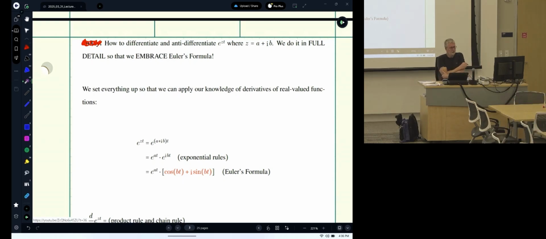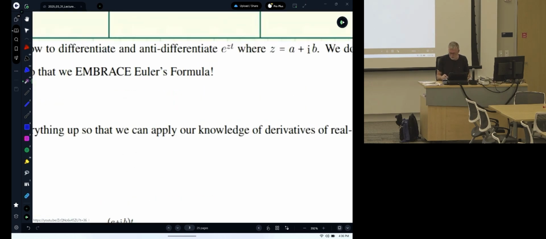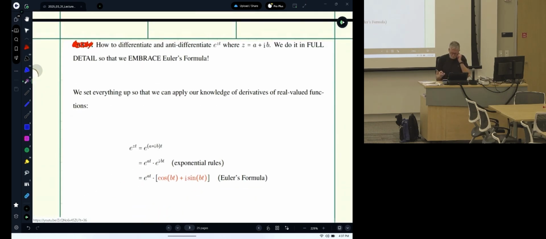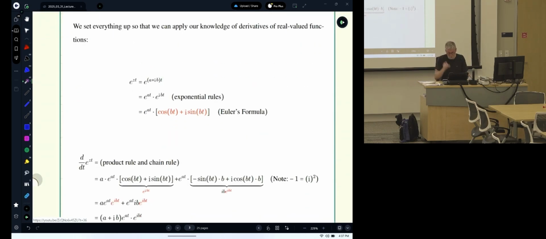Let's make sure we can differentiate and anti-differentiate, in other words, integrate a complex exponential. So e to the zt, where z has a real part and an imaginary part. And this is just to help us get better and better and more comfortable with Euler's formula.